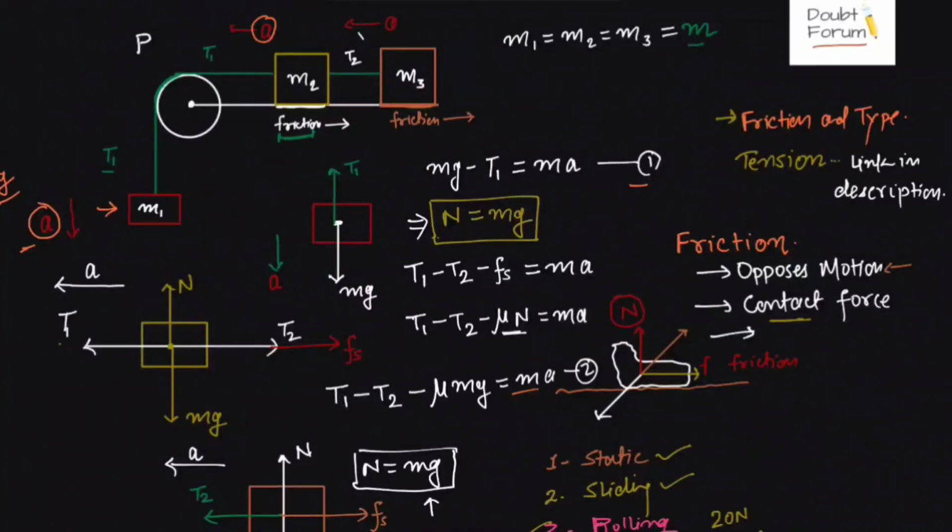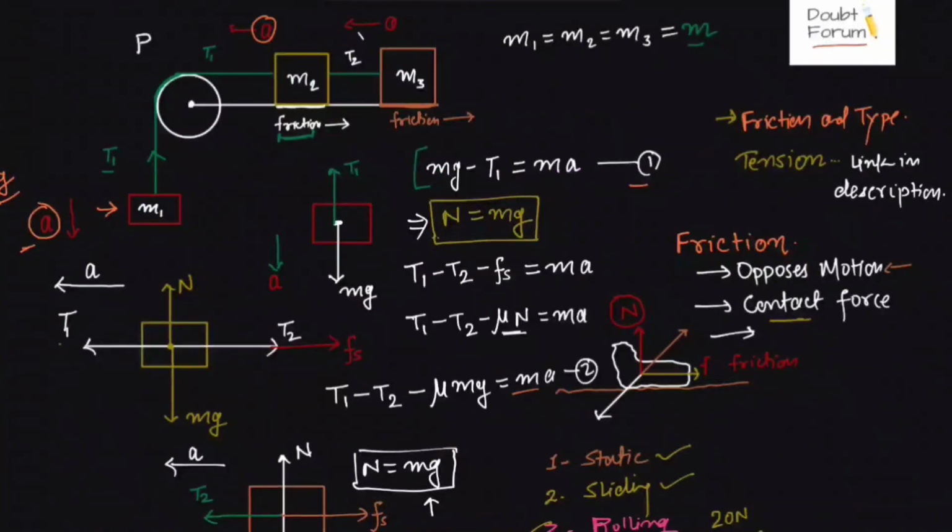We draw free body diagram for this block. Downward is mg, its weight. String would apply a force equal to its tension on the block, so minus T1, and mg is larger because it is moving downward, so mg minus T1 force is equal to mass times acceleration, first equation.